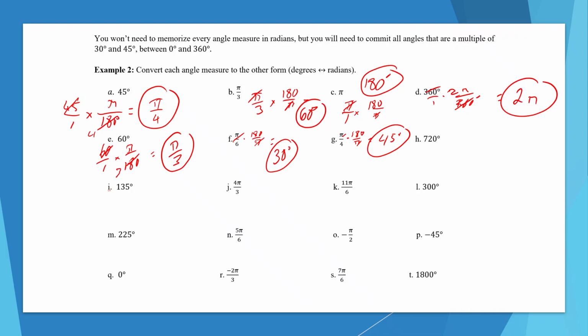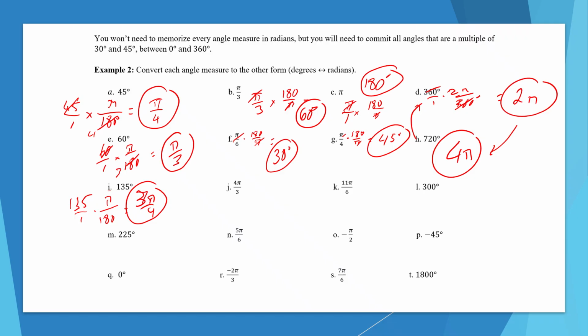Pi over 4 times 180 over pi as well, cancel those out, 45 degrees. 720 degrees is just double 360, so it's going to be double the radian measure as well, so 4 pi there. 135, this would be one where I would probably give you a calculator for now until you memorize it, hopefully later on in this class, times pi over 180. This should then be 3 pi over 4. Whoops, simplifying that. So let me rewrite that. There we go. 3 pi over 4.